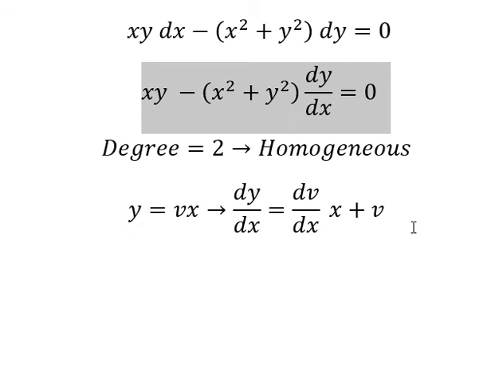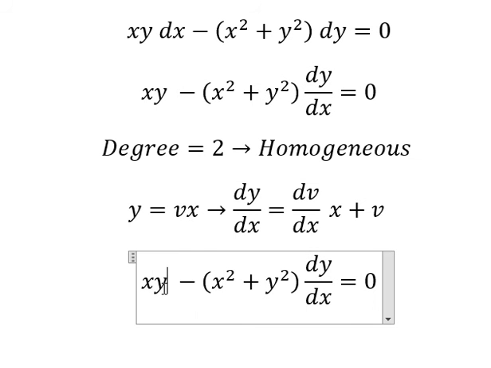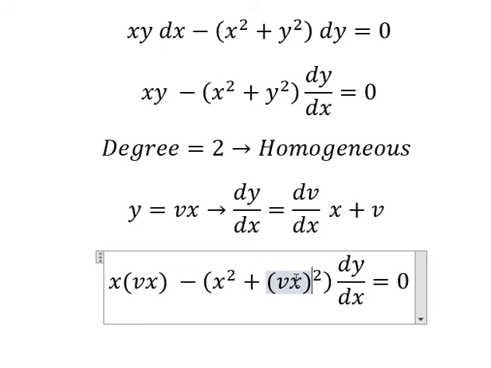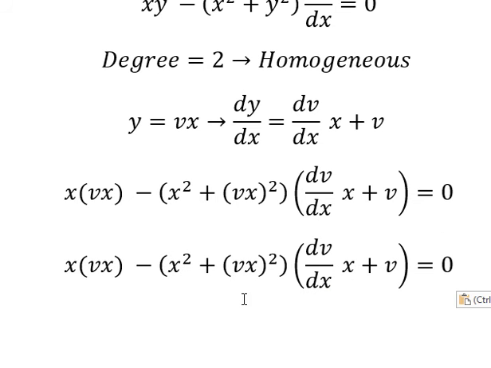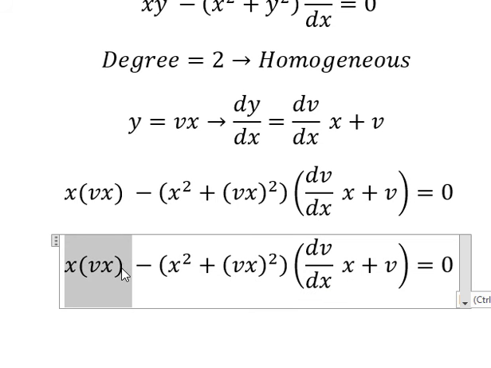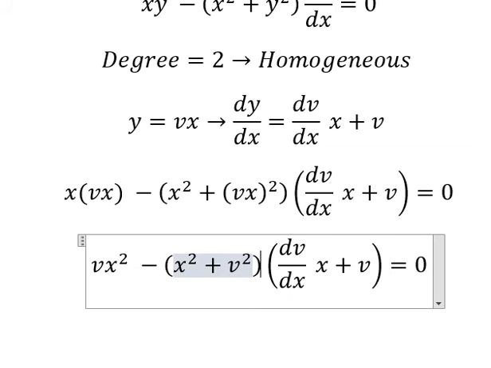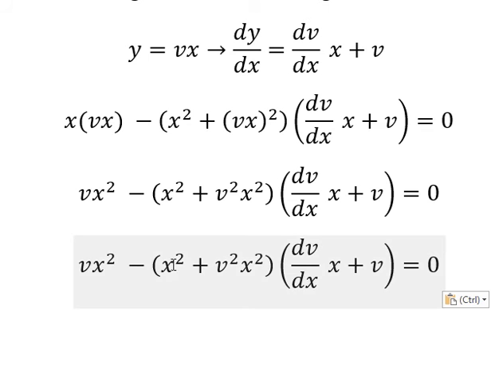Now I will change y into vs. Similar for this one, we change this one by this one. This one we have vs square, and this one we have v square s square. Next, we simplify s square for both sides.